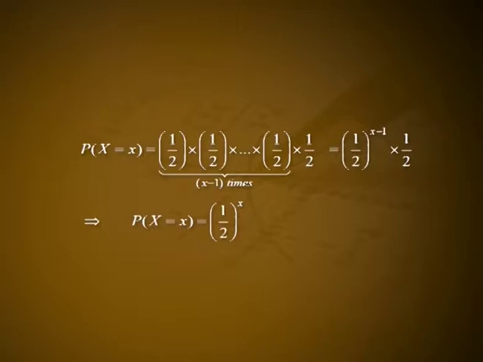Into 1 by 2, that is x minus 1 times into 1 by 2. That is equal to 1 by 2 all raised to x minus 1 into 1 by 2. This implies P of capital X equal to small x, that is equal to 1 by 2 raised to x.